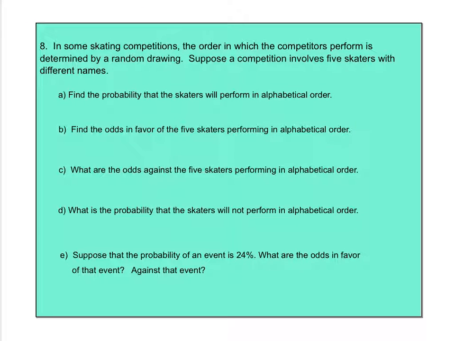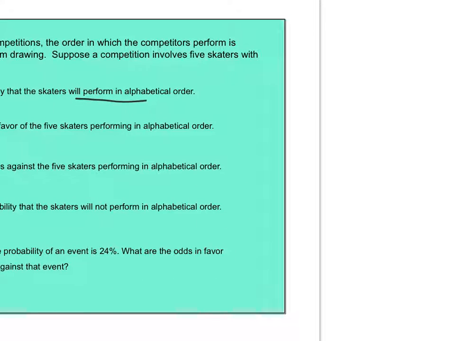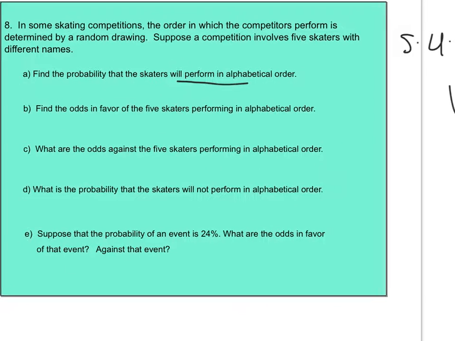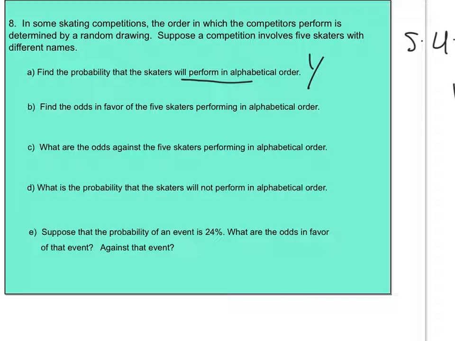In some skating competitions, the order is determined by random drawing. Suppose a competition involves 5 skaters. Find the probability that the skaters will perform in alphabetical order. This is based on the idea that the 5 skaters go in order, so there are 120 different possibilities. There's only one way that they're going to be in alphabetical order, so that's 1 in 120.